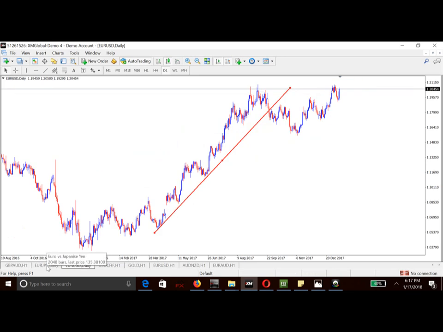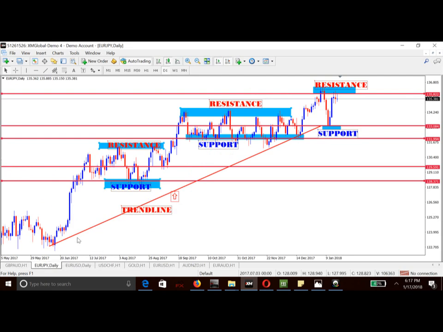In this chart, I've been able to look at the key areas in the market. And from here now, I'm able to see what is happening and what is likely going to happen in this market. Now, what is support and resistance?